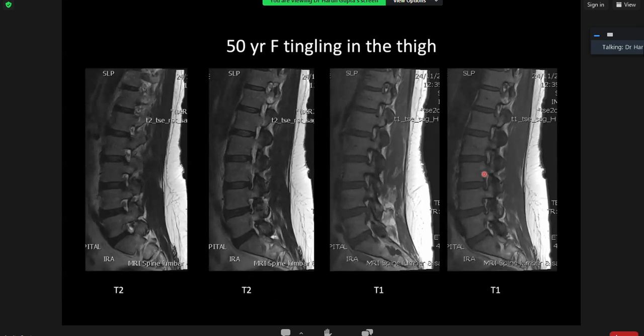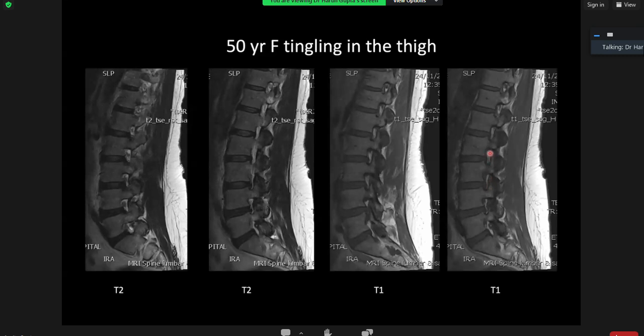Now, this is very subtle. The patient has tingling thigh pain. So if you look at the L3 level now, there is subtle disc extrusion into the foraminal level at L3 level. So this is the L3 foraminal disc extrusion. So you can see how subtle it is.